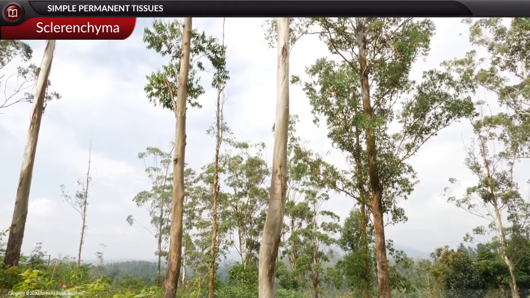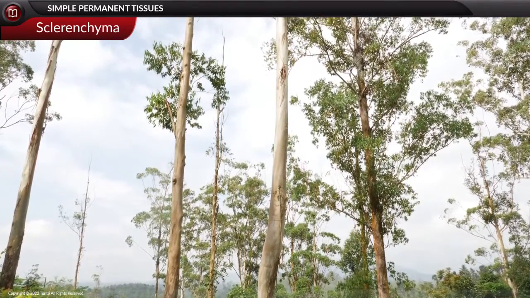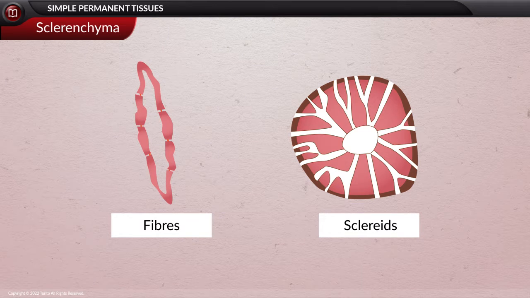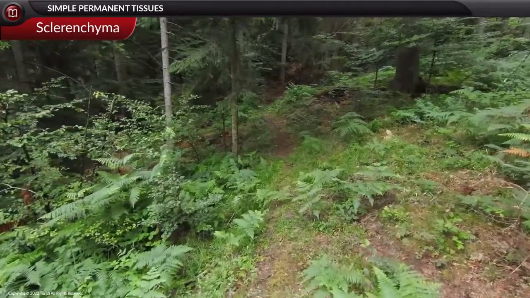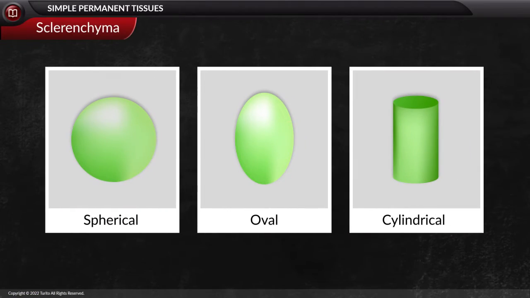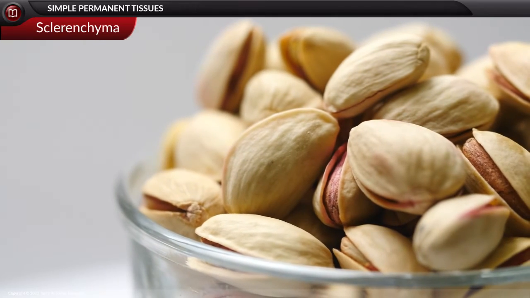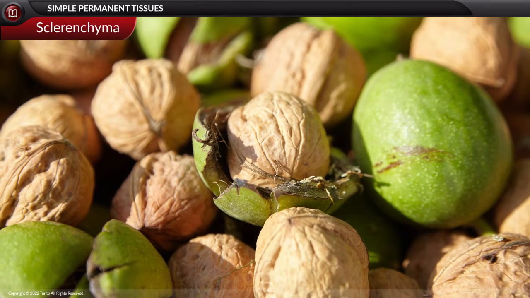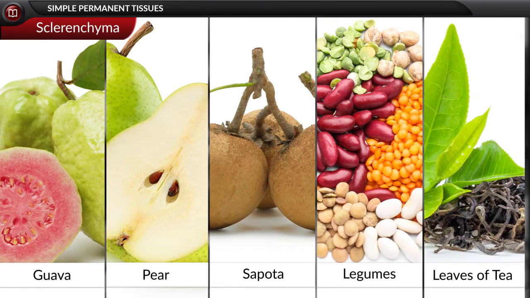Depending on the form, structure, origin, and development variation, sclerenchyma cells may be either fibers or sclereids. The fibers are thick-walled, elongated, and pointed cells, generally occurring in groups in various parts of the plant. The sclereids are spherical, oval, or cylindrical, highly thickened dead cells with very narrow cavities. These are commonly found in the fruit walls of nuts, pulp of fruits like guava, pear, and sapota, seed coats of legumes, and leaves of tea.